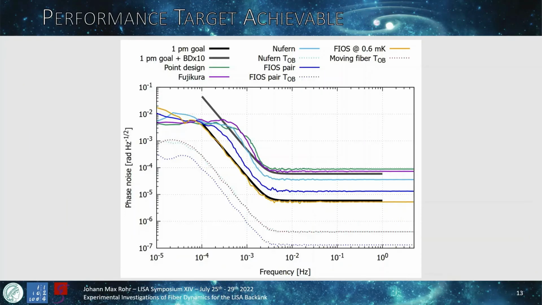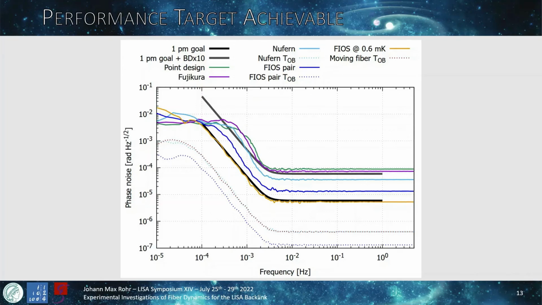Speaking of simulations, we applied the experimentally obtained coupling factors of fiber dynamics to a performance simulation of the backlink. As a reference, we show here the performance of the PIDS point design in green, which fulfills the 3 picometer per square root of hertz requirement when applying straylight correction through balance detection with a factor of 10. The performance goal of 1 picometer per square root of hertz, shown by the black line, is not fulfilled here, not even when we apply the same balance detection suppression by a factor of 10, which is shown here with the gray requirement line.